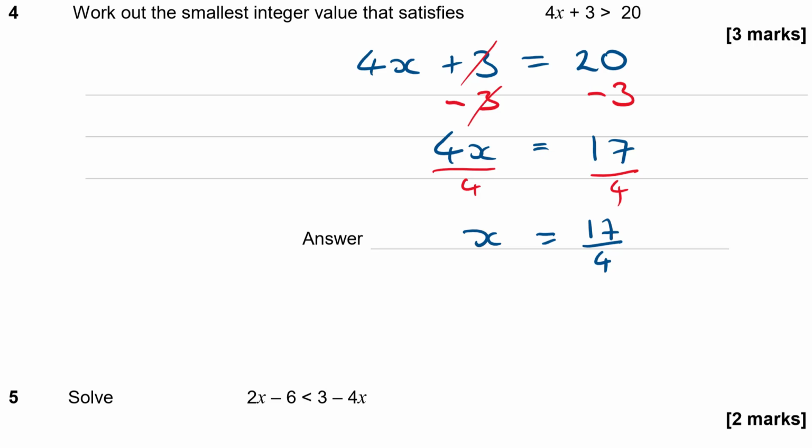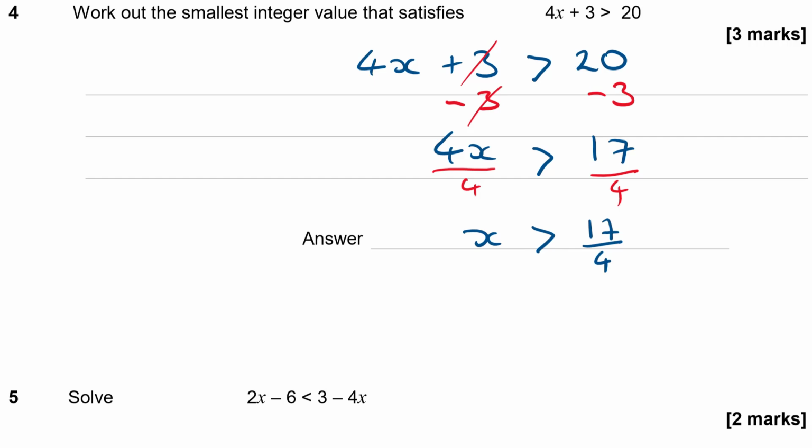Okay, so that's what I'd do if this was an equation, but it's not an equation, it's an inequality. But actually, the method is just the same. So rather than having an equal sign between these two things, I'm going to have a greater than sign. So actually, the method is totally the same as solving an equation.